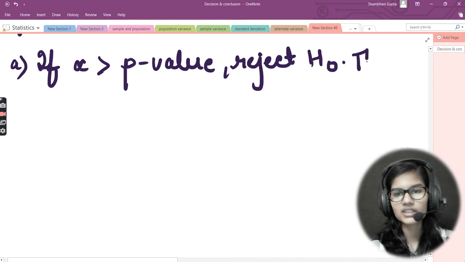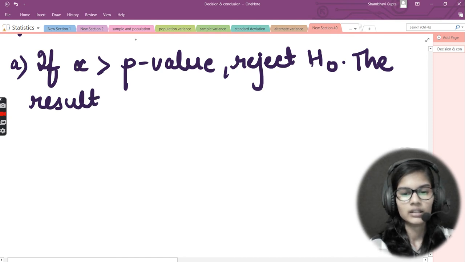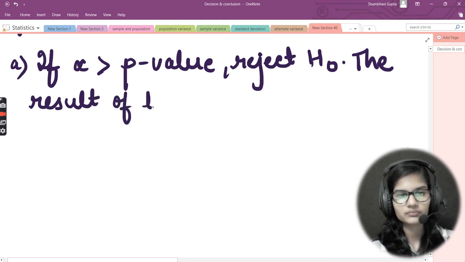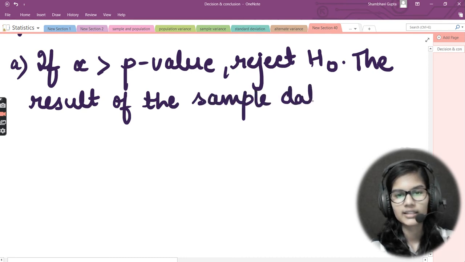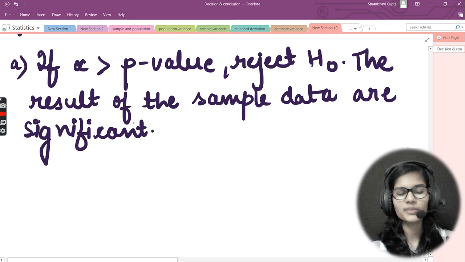Now, what is the result of the sample if we get a condition like this? I would write the result of the sample data are significant. If you get sample data like this, the result for that sample data is significant. Now, there is sufficient evidence to conclude that H naught is an incorrect belief and that the alternative hypothesis HA may be correct. Let me write that out because it is a very important line for this topic.